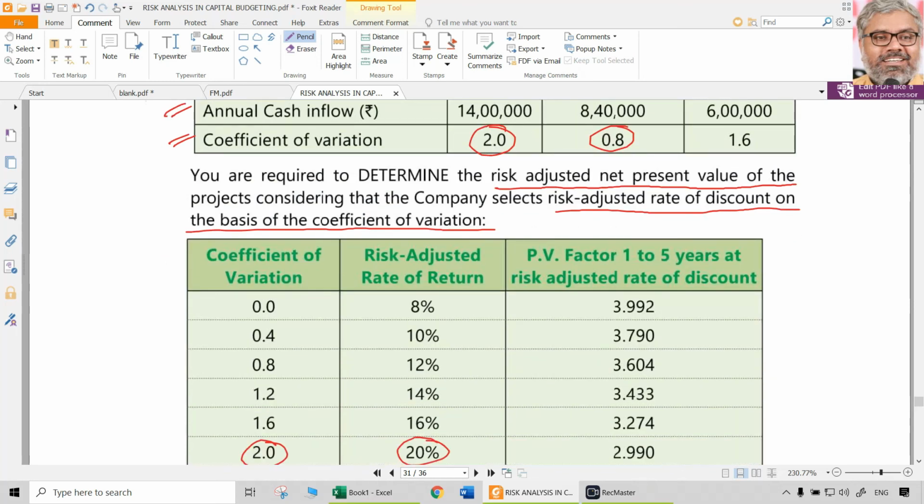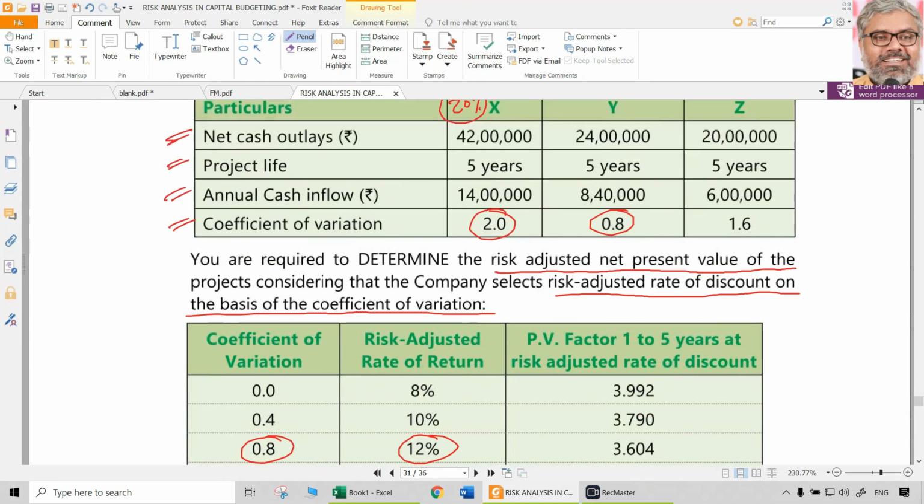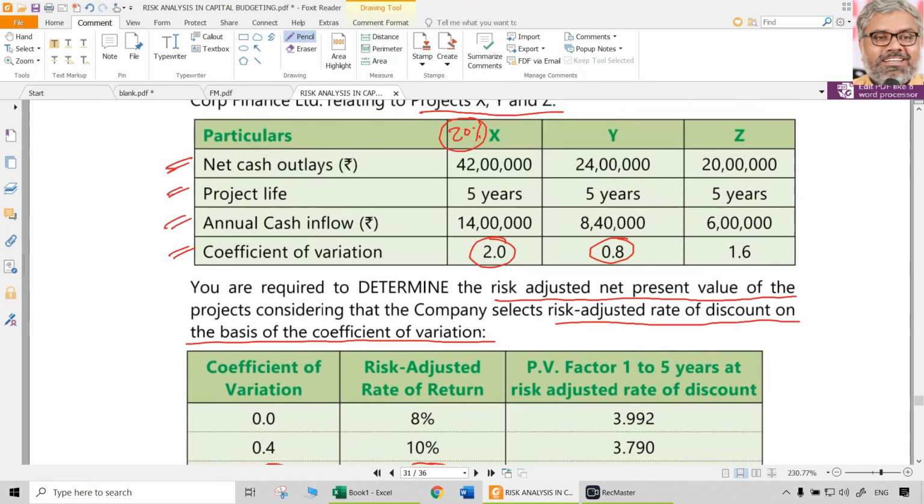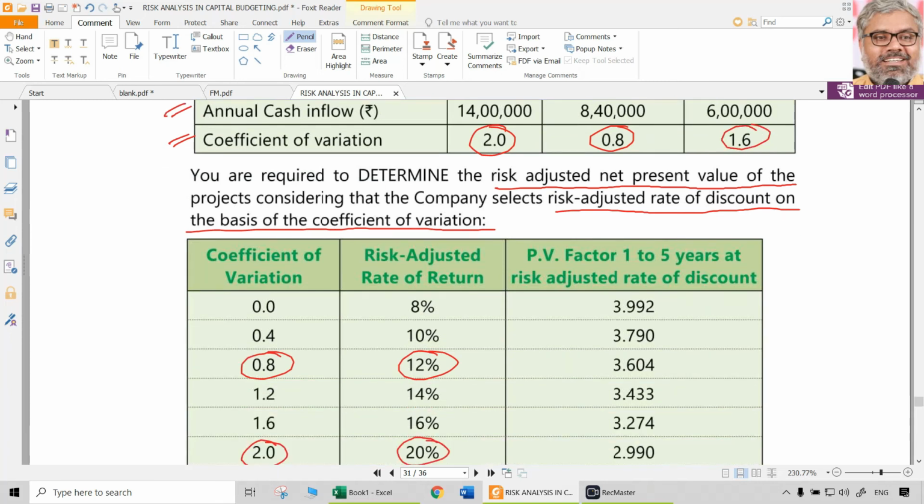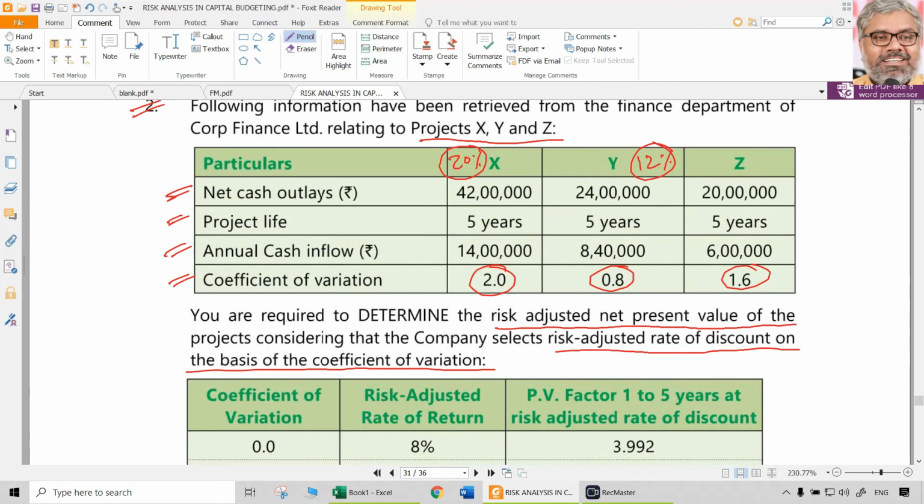So from this table, if 0.8 is the coefficient of variation, the project has to be discounted at a risk adjusted rate of return of 12%. Everything is given. All that we need to do is pick and choose which rate is to be applied for which project according to coefficient of variation. And for project Z, the coefficient of variation is 1.6. For that, naturally, in the table given, 16% is the applicable risk adjusted discount rate.